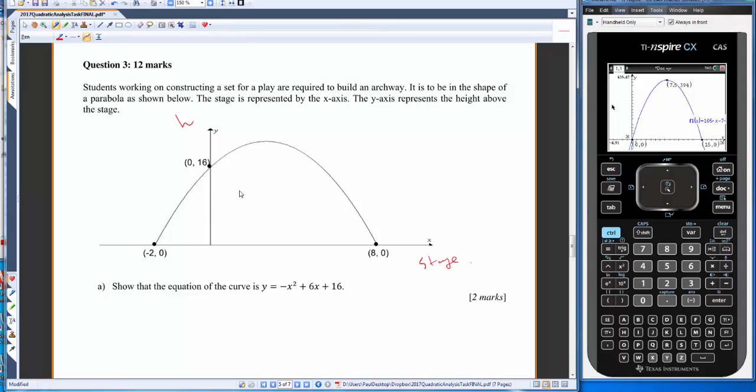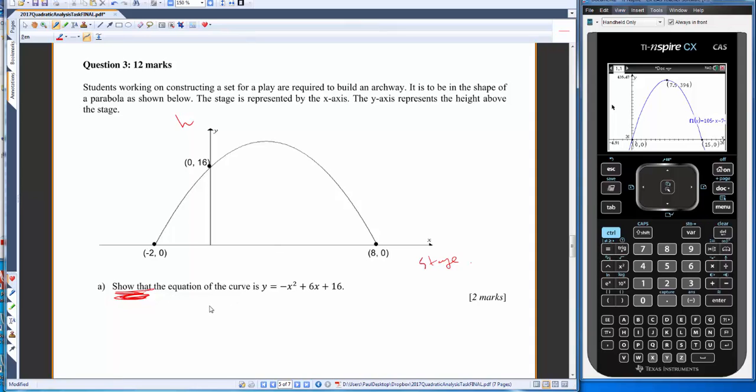Alright, so the first thing is that this curve has an equation of y equals negative x squared plus 6x plus 16. They're giving it to you, but they're saying show it. Now what a lot of you did was choose one point, sub it in, and say, yeah, that's the equation. But that's not good enough for a show that. Some of you factorized this, then said that they were the two x-intercepts. Again, that's not showing the equation, okay?